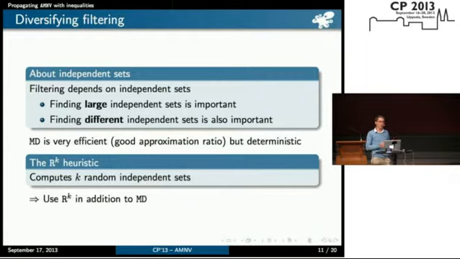And so we suggested to use a random heuristic as a complement to this one. And it's a very simple heuristic which computes k, a random independent set. But it's actually very efficient and a good complement to mean degree. It gives a robust propagation.